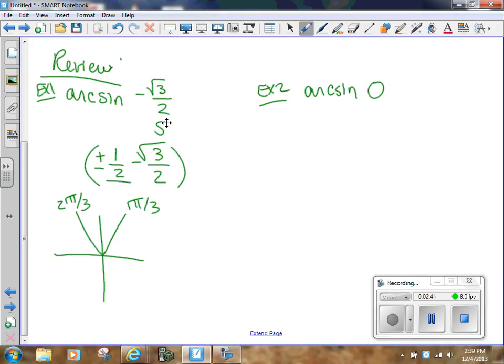Is it? It's negative root 3 over 2. So what should it be? It should be flipped. It should be in the bottom 2 quadrants. Oh, okay.